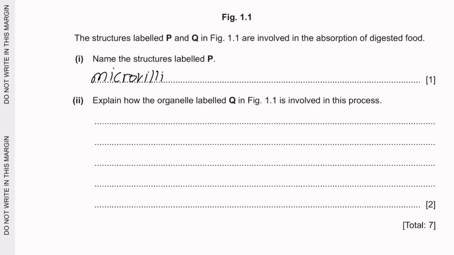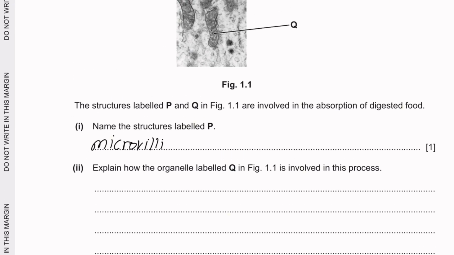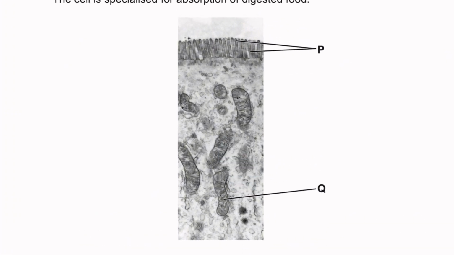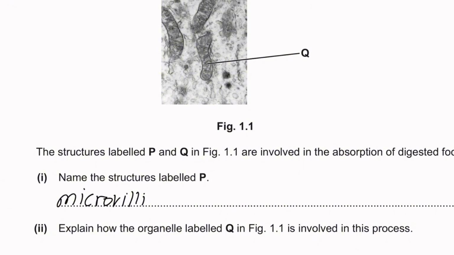Explain how the organelle labeled Q is involved in this process. The organelle labeled Q is the mitochondria, and mitochondria carry out aerobic respiration, and so they release energy. Energy is required for the absorption of food by active transport, where food moves from a low concentration to a high concentration against its concentration gradient via protein carriers that need the energy to carry out a conformational change in shape. And let's not forget things like endocytosis, basically cytosis. These all require energy, so let's go ahead and write that down.